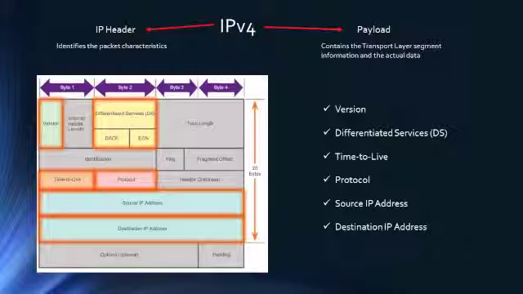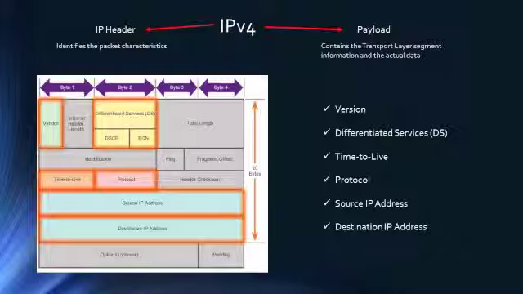Time to live contains a counter of 8 bits that represents the lifetime of a packet. It is specified in seconds, and each time the packet is processed by a router or hub, its value decreases by 1. When the value is 0, the router discards the packet and sends an Internet Control Message Protocol, ICMP, time exceeded message to the source IP address.